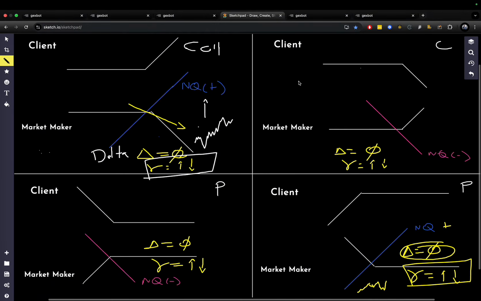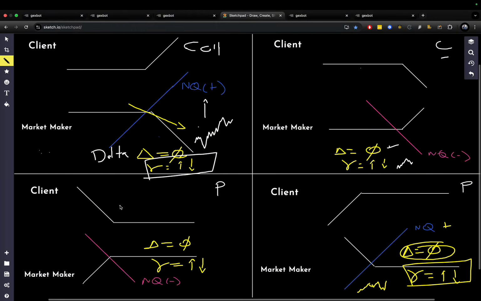So if we take this in mind, obviously, if the client comes and sells the call, which is the structure, the market maker will be long the call, and he will go into the futures market and sell the futures, right? Because he needs to be delta neutral, right? And again, as the price moves up or down, gamma will tell him, oh, you need to buy or you need to sell more futures in order to be delta neutral.